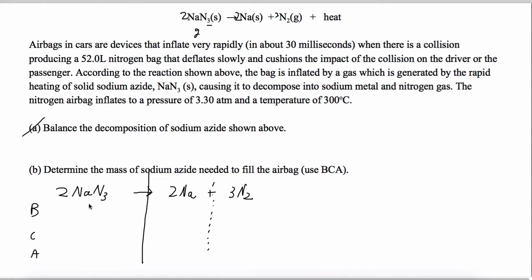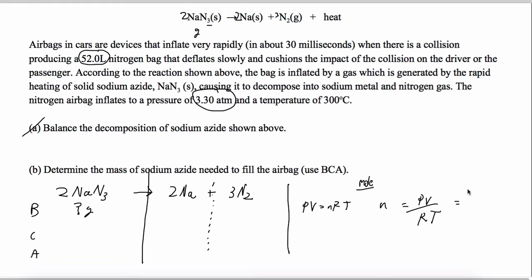So what I really want to figure out is what is my mass of sodium azide needed to fill the container. So the container was 52 liters. Well, what I'm going to do over here in my mole conversion section is I'm going to use PV equals nRT to find the moles of N2. So n equals PV over RT. So I know that my pressure of the gas was 3.30 atm.